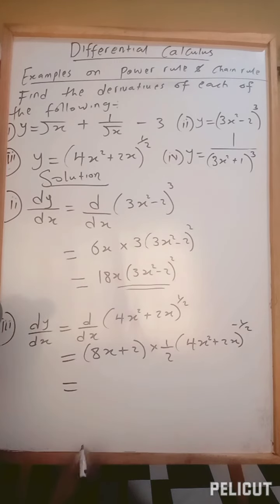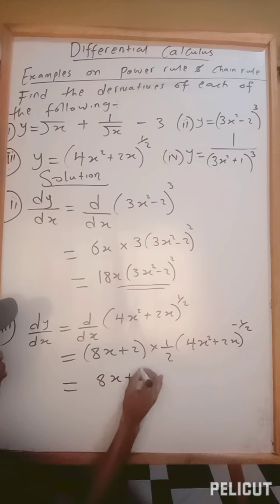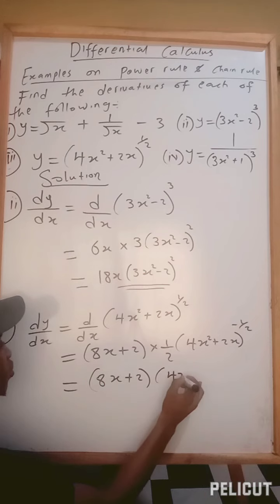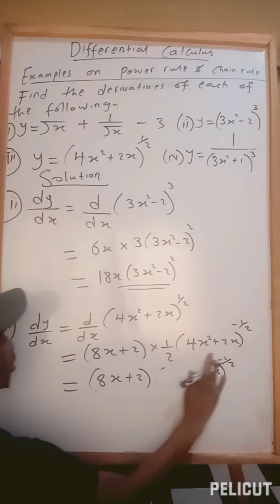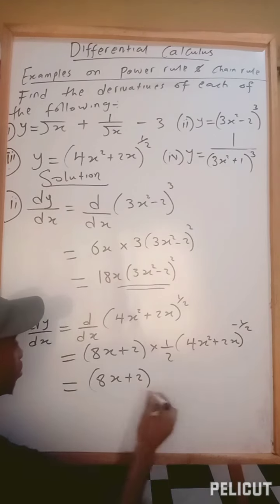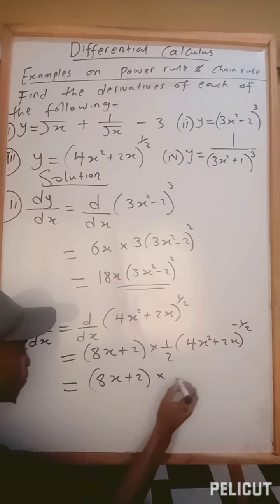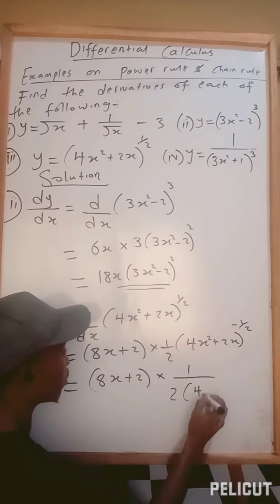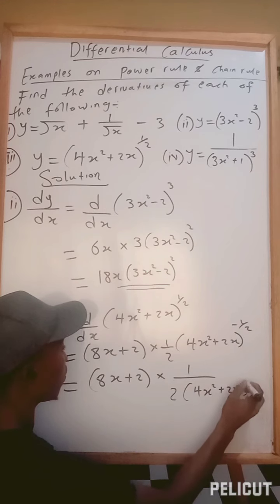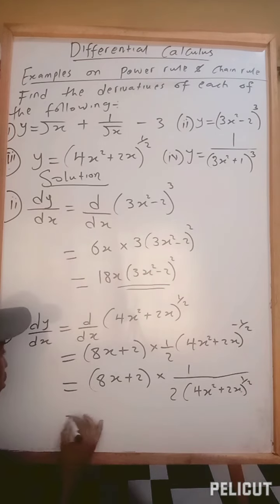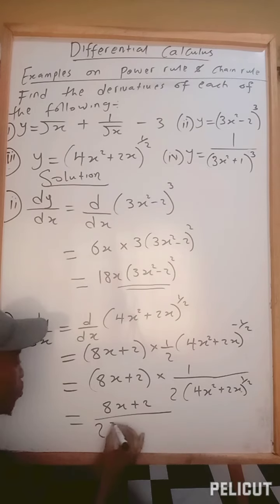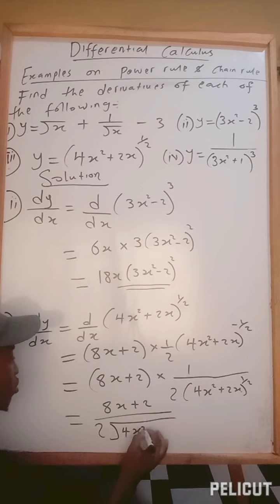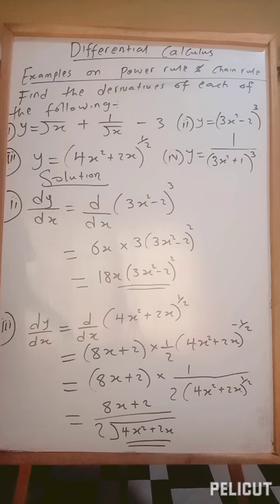So this guy then turns to 8x plus 2, times 4x squared plus 2x to the power minus half. Or I can try to just bring down this guy. This is the same thing as times 1 over 2, open bracket 4x squared plus 2x raised to the power of half. So we can leave this as 8x plus 2 divided by 2 times the square root of 4x squared plus 2x. So this is what we have. So let's take the last question.